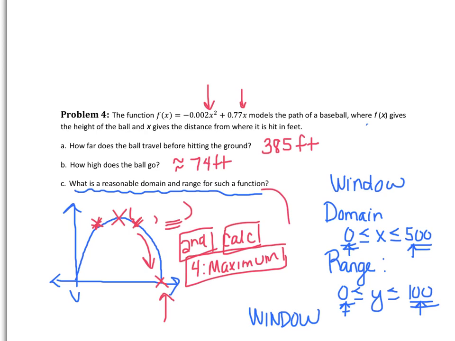So we answered C already when we adjusted our window. This is how far it travels when it hits the ground, and that's our maximum, the height of the ball. Do you have anything to add? No, I think we've accomplished everything that we wanted as far as solving quadratic equations using the graphing calculator. Yep, sounds good. All right, good luck.